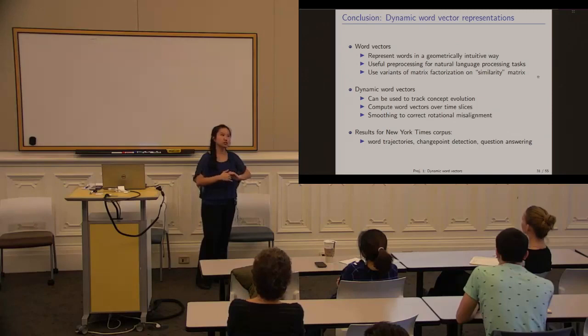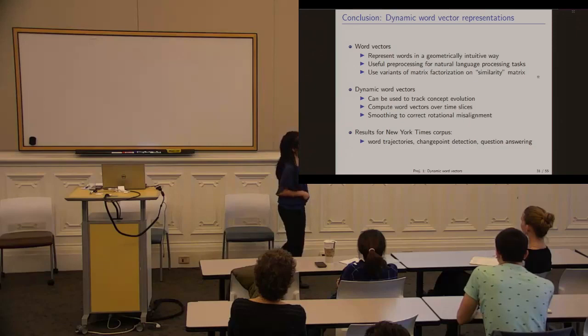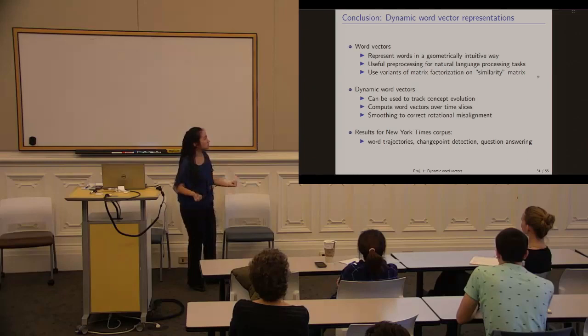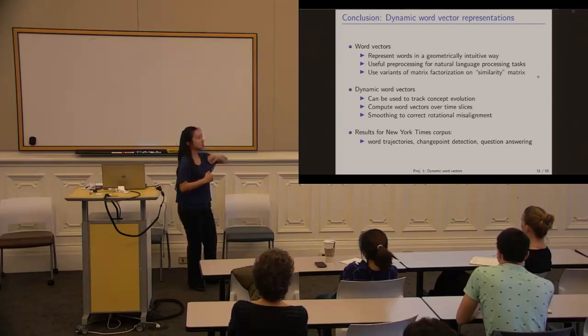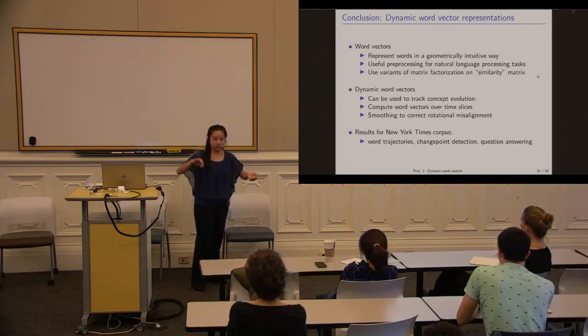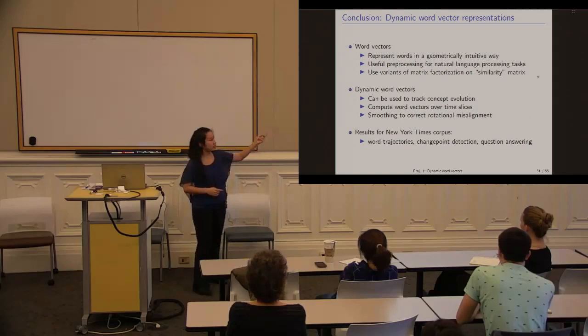So we have dynamic word vectors, which can be used to track concept evolution. We can do this by computing word vectors over time slices, but we have to correct for rotational misalignment. This is the same with dynamic word vectors and also with cross-corpus word vectors. If we're trying to look at the similarity between two words from two different sources, say New York Times and MSN, we would have to do the same sort of thing.